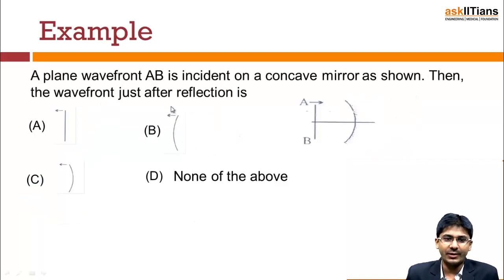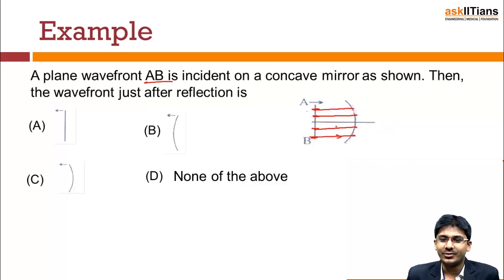Now see this question, you have a plane wavefront AB. It is incident on a concave mirror. This is a concave mirror, then the wavefront just after reflection is. So now if this is the wavefront, how will the rays be? Rays will be perpendicular to the wavefront. So we try to draw the rays. So rays are going like this, perpendicular to this. So that means the rays are going like this.